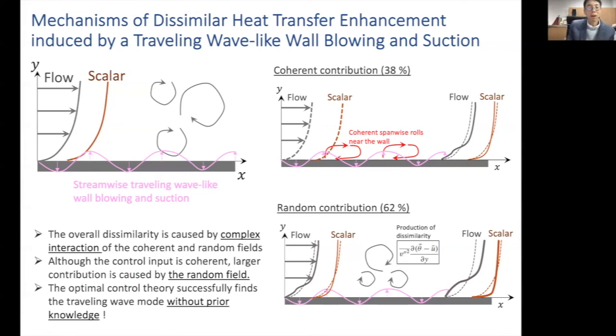So what we found is that overall dissimilarity is caused by a complex interaction between the coherent and random field. Although our input is coherent, this coherent input indirectly affects the random contribution in this way, and then we get more. Another important thing is that by applying optimal control theory, we can get such control input without prior knowledge. The mathematical optimization tells us the optimal input.